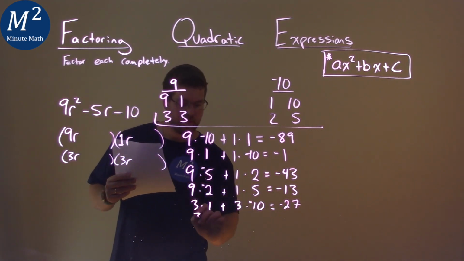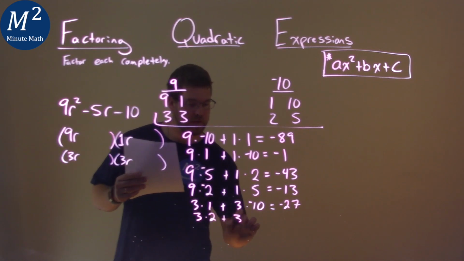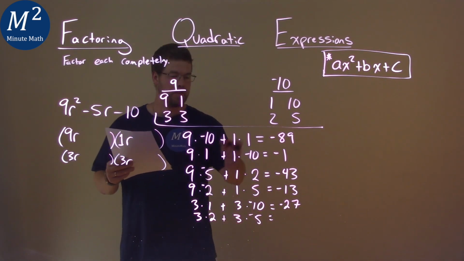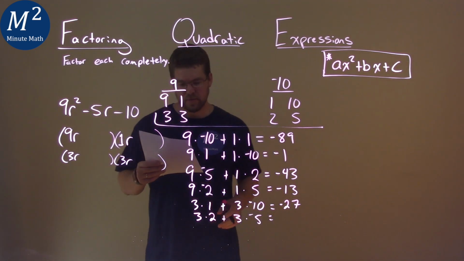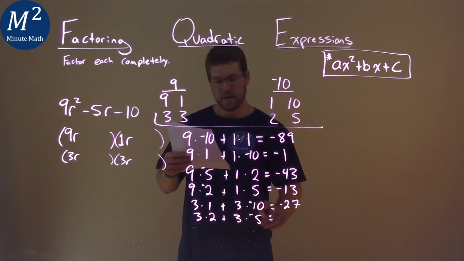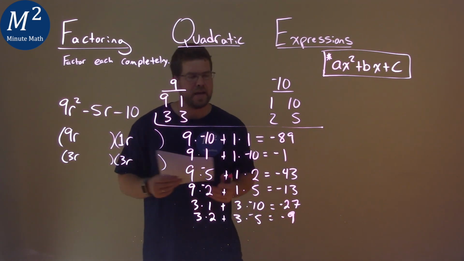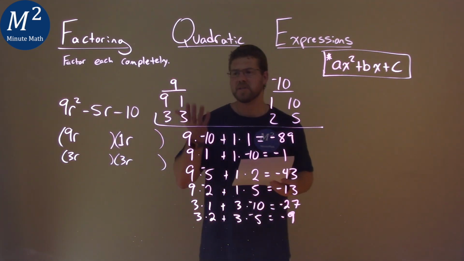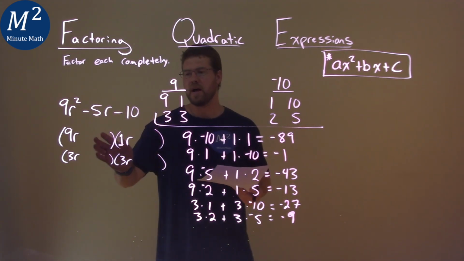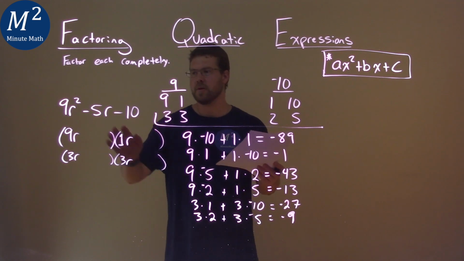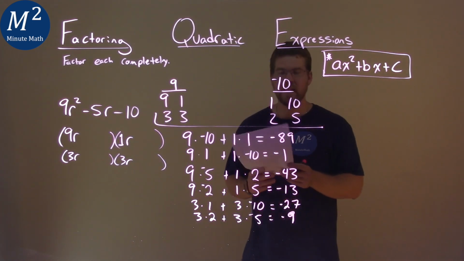Well, what about this one? 3 times 2 plus 3 times 5. And we put the negative on the 5 there, because that would be clearly larger. 3 times 2 plus 3 times negative 5 is a negative 9. And we're still not at negative 5. So we've actually exhausted all the possible combinations here that could work with the negatives there, and nothing shows up.